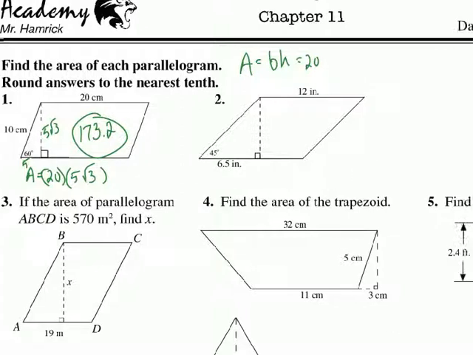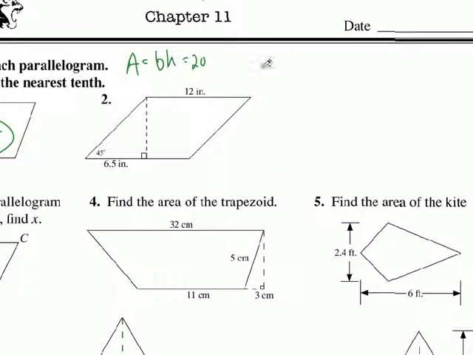Same deal over here, isn't it? Base times height again. I'll get rid of that 20. So the area is the base, which is 12, times the height. Now, again, we don't know what the height is, do we? So we got to figure out what that is. This time it's a 45, 45, 90 triangle. Oh, this makes it really easy. If this is 6.5, look, that side and that side are equal, right? So what's that side? That's 6.5. Agreed? That's your height, that's your base, so you just go 12 times 6.5, and that gives you 78.